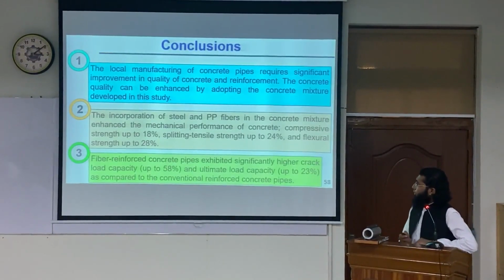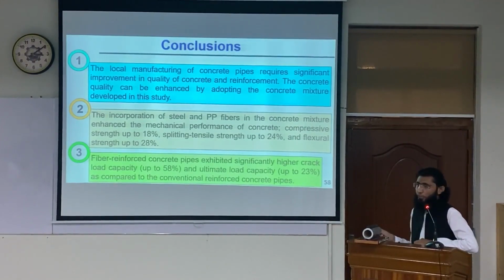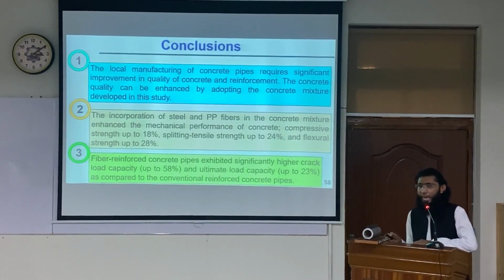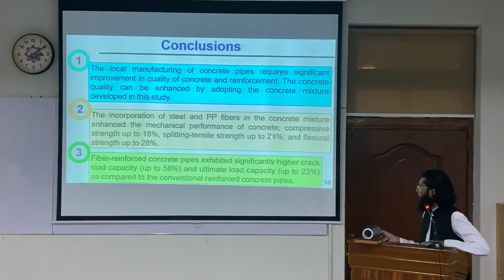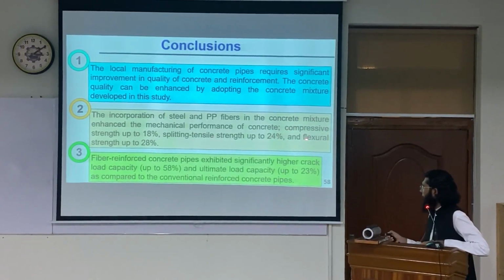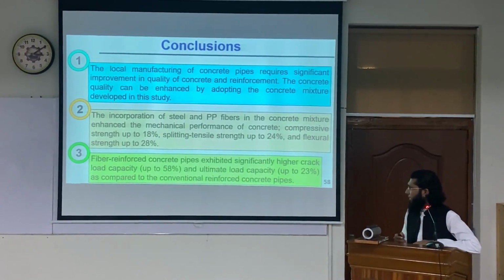So these are the conclusions. The local manufacturing of concrete pipes requires significant improvement in terms of quality of reinforcement as well as concrete, and the mixture developed in this study could be a solution for this purpose. The steel fibers and PP fibers significantly enhance the mechanical performance of the concrete, up to 18% in compressive, 24% in splitting tensile, and flexure up to 28%.